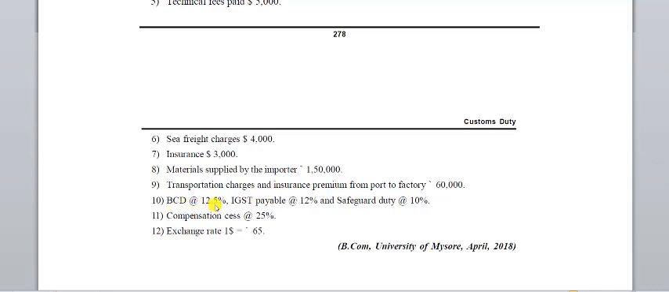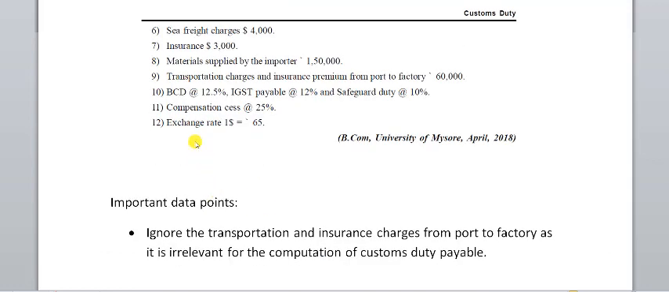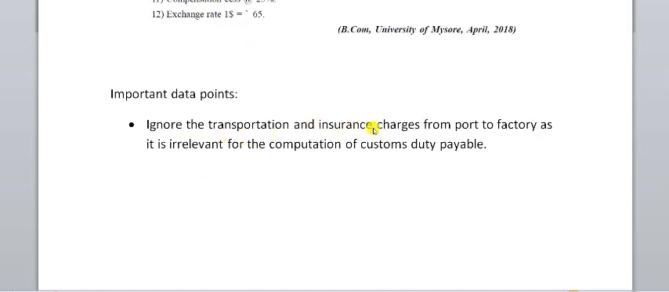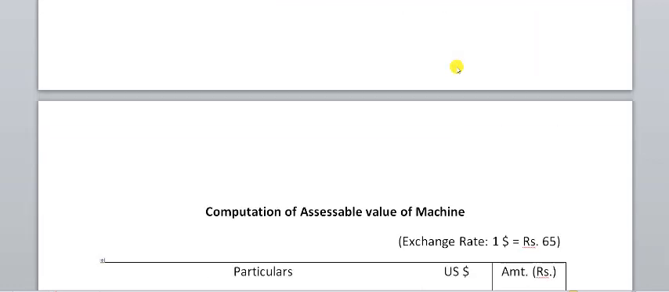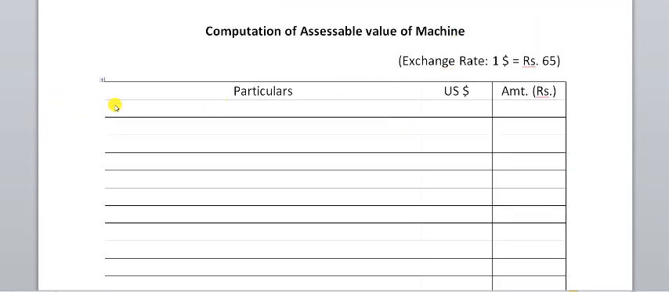Next, basic customs duty 12.5%, IGST 12%, safeguard duty is given 10%, compensation cess 25%. Exchange rate they have given directly here, so $1 is rupees 65. Ignore the transportation and insurance charges from port to factory as it is irrelevant for computation of customs duty payable. So we'll directly jump on to the solution of the problem.